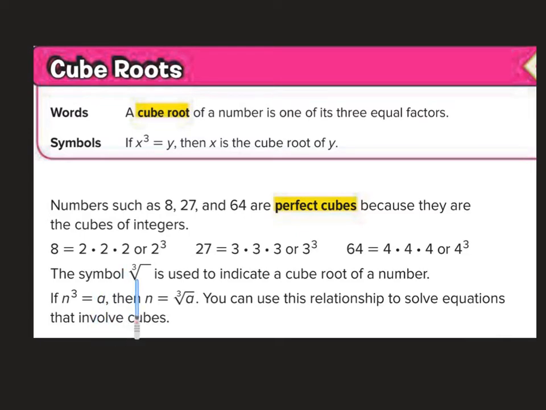The symbol shown by the radical sign with a 3 above it is used to indicate a cube root of a number. If n to the third power equals a, then n equals the cube root of a. You can use this relationship to solve equations that involve cubes.